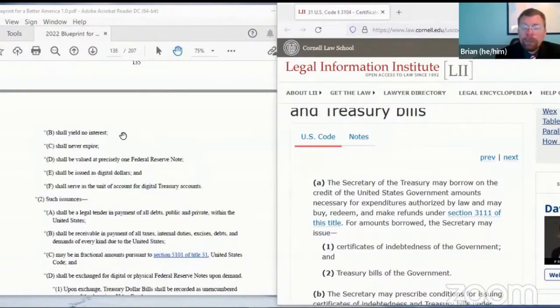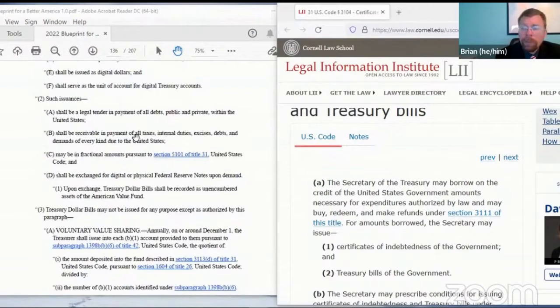Treasury dollar bills will be interest-free. They won't expire like existing T-bills do. They are just dollars worth one Federal Reserve note, and again, issued as digital dollars and the unit of account for digital Treasury accounts. Paragraph 2 clarifies a few more details, some of which we've already seen, that they are legal tender, receivable in payment for all taxes, duties, debts, demands of every kind in the United States. It clarifies that they can be in fractional amounts. T-bills are sold in $100 denominations, but Treasury dollar bills can be in dollars and fractions, cents. And then paragraph D clarifies that these digital dollars can always be exchanged for Federal Reserve notes, or payable on demand in Federal Reserve notes.